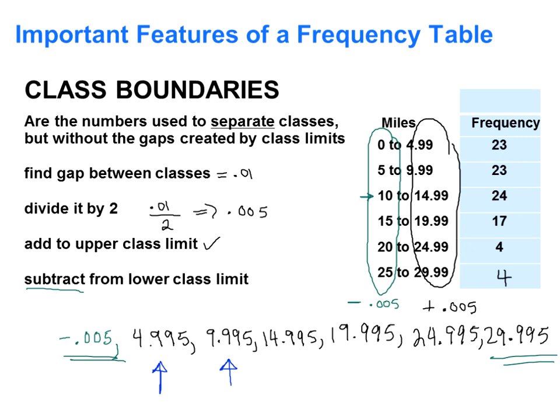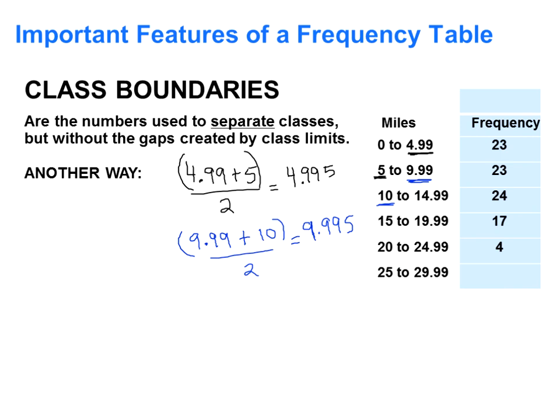So the method I showed you first is the method that the book uses. But if you think about the class boundaries being the number that connects the bars from your histogram, then you're pretty much looking at the midpoint, like what's between the upper class limit of one class and the lower class limit of another. So you're just finding the midpoint between those. Okay, so that's just another way of looking at it.